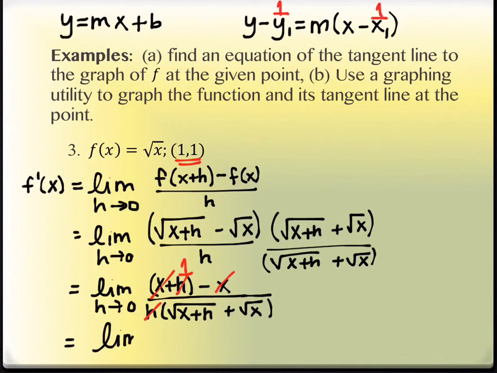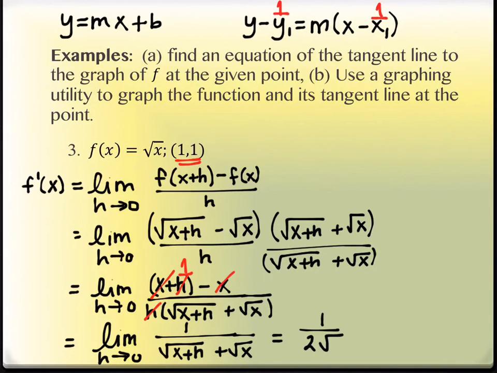So this leaves me with the limit as h approaches 0 of 1 over the square root of x plus h plus the square root of x. That looks pretty good, because now I can plug in 0 for h. If I plug in 0 for h, what do I get? The square root of x plus the square root of x, which would be what? 2 square roots of x, exactly.